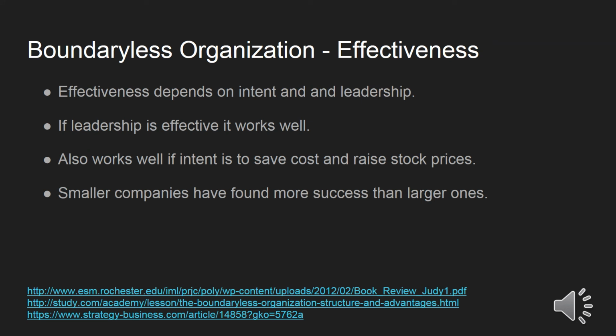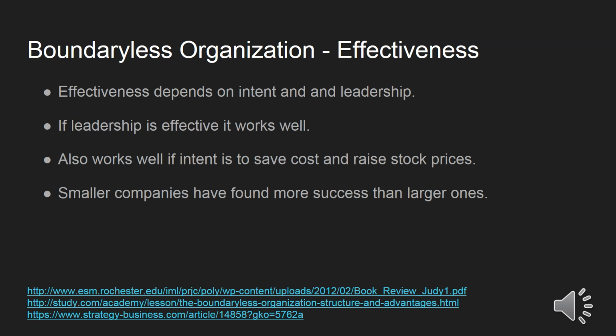Hey everyone, my name is Donovan Gregory, and I'm going to talk to you about the effectiveness of boundaryless organization. The effectiveness of boundaryless organization really depends on the intent of the organization in implementing this technique. It's considered to work really well if the intent of the organization was to save money by cutting costs, keeping the team small, and it's also been found to raise stock prices pretty well.